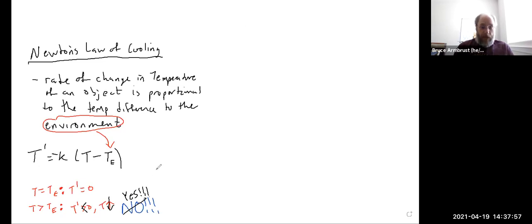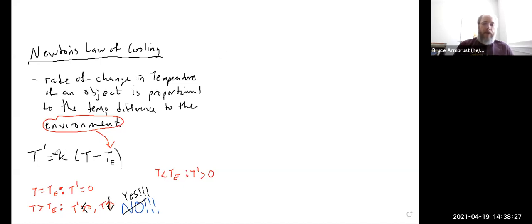And let's just double check, what about if T is less than TE? So that's our ice cold root beer. It should be warming up. Its temperature should be increasing. And we see that now because this is negative times a negative, which is positive. Even though it is just due to the temperature difference with the environment, we need to make sure that we're finding the difference the proper way.